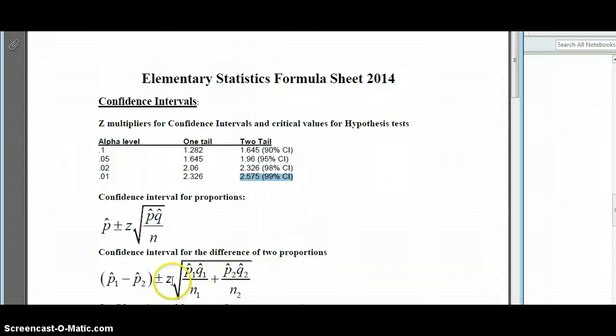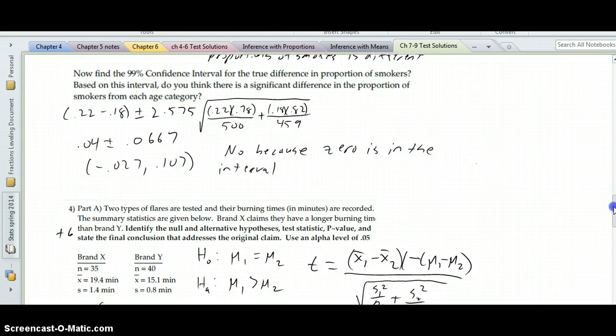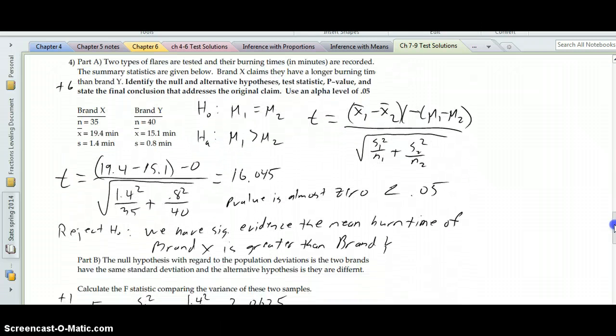And then there's the confidence interval formula right there. And so we would be 99% confident the true difference in proportions is somewhere between negative 0.027 and positive 0.107, or positive 10.7%. And do you think there's a significant difference? The answer would be no, because 0 is in that interval. So it's possible there's no difference, which again backs up our hypothesis test.